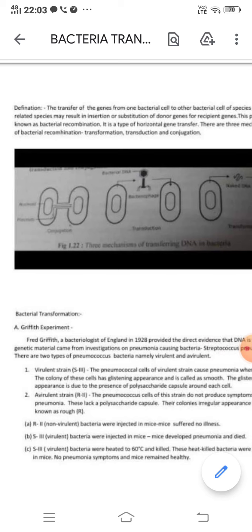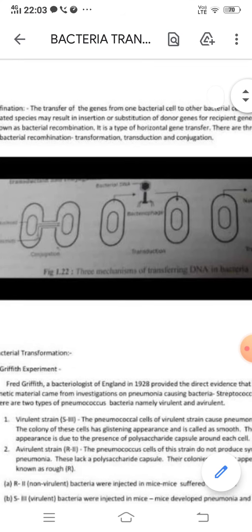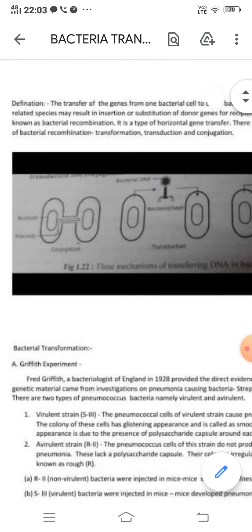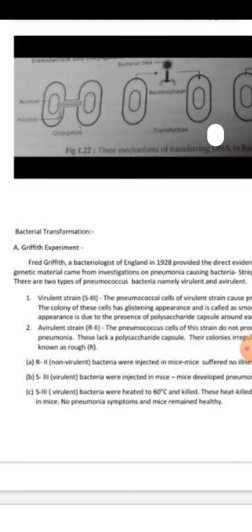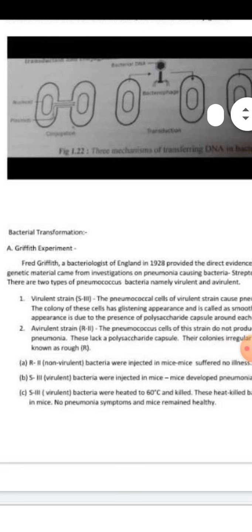Mechanisms of bacterial recombination. That is, one is transformation, second is transduction, and third is conjugation. And now in this figure you can observe the three mechanisms of transferring DNA in bacteria. I will explain this figure later on.